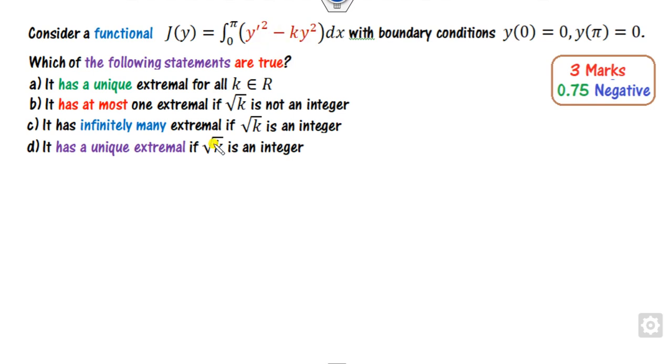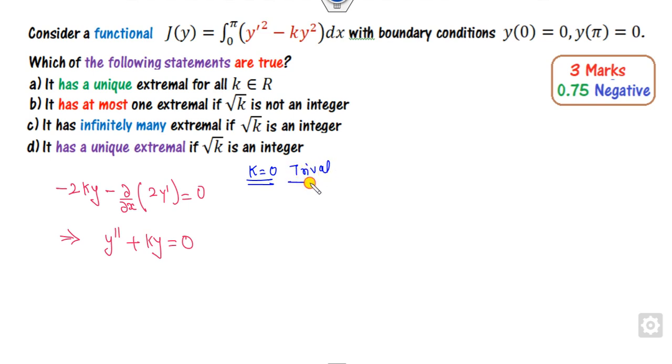Okay, so again here we can start with the partial derivative. Minus 2ky, and the derivative of the partial derivative of f with respect to y dash. 2 will be cancelled out, so I can write y double dash plus ky is equal to 0. It is a similar question to the previous one. When you take k as 0, it gives you a trivial solution because y of 0 is 0 and y of pi is 0. You can clearly see that this is nothing but the Sturm-Liouville problem, a standard Sturm-Liouville problem.